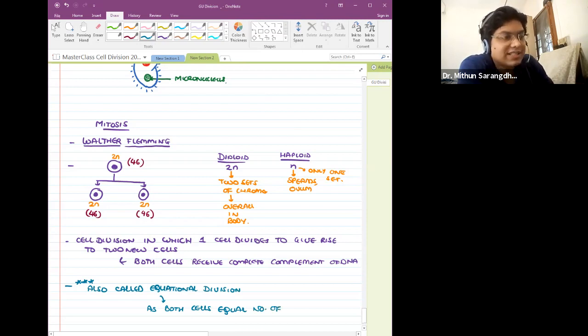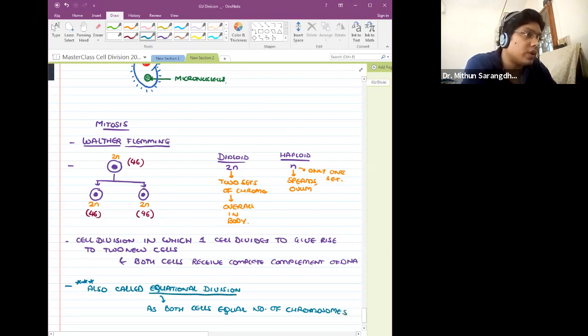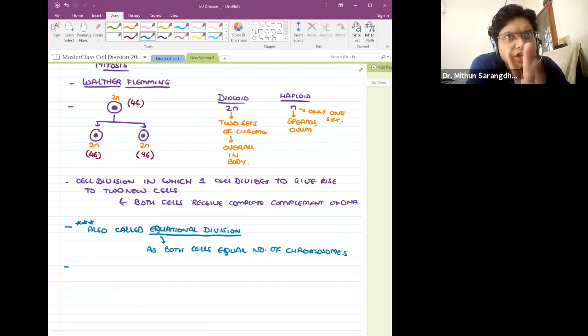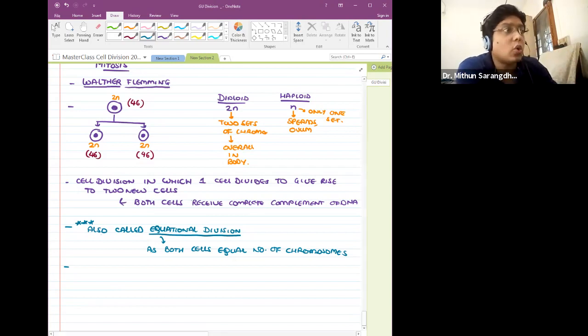Okay, as both the cells receive equal number of chromosomes, so this is the first thing. This is our equational division. Guys, just like this, where did we say you are going to see this thing taking place? This is going to take place throughout your entire body except for your testes and except for your ovaries. So can I say it takes place in all your body cells?